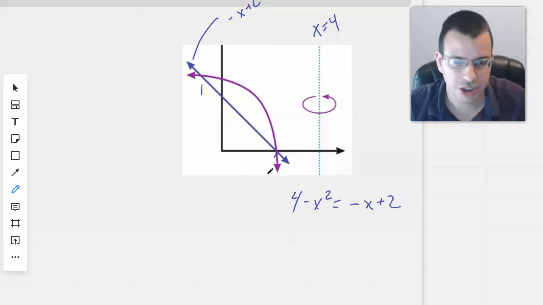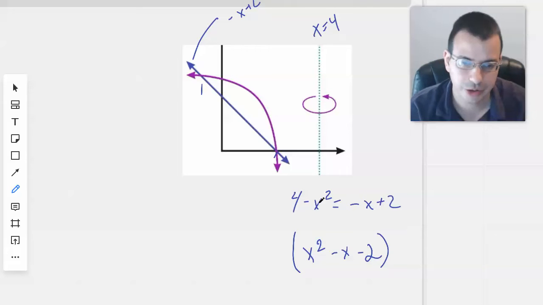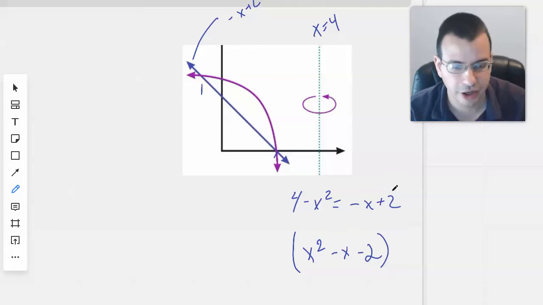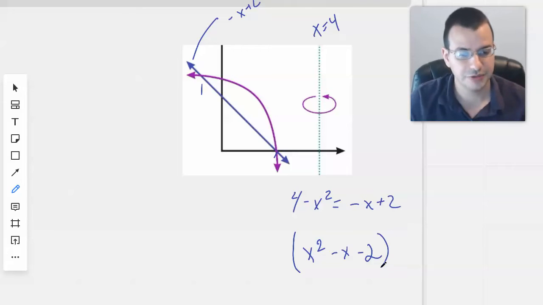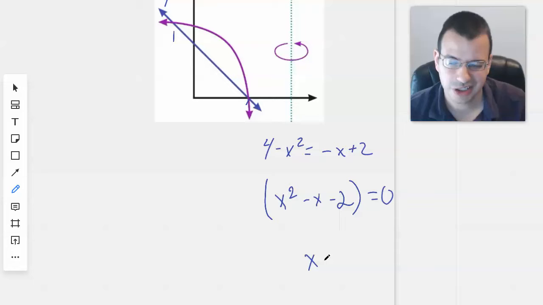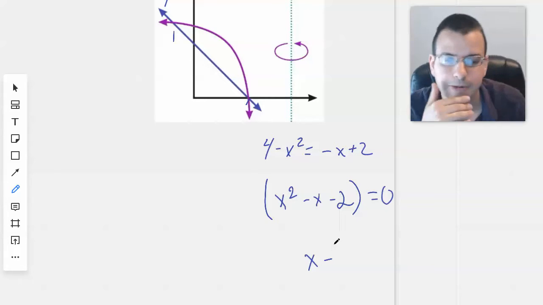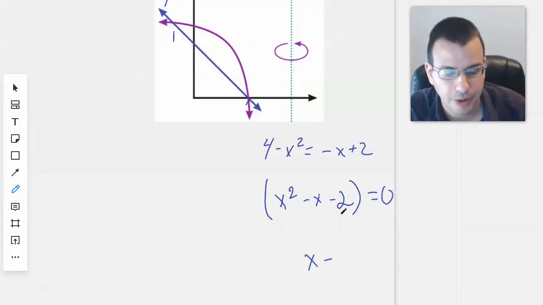So we have the two equations, set them equal to each other. We'll change this to x squared minus x minus 2. So what I did was I moved the x squared over here, moved the 4 over there. That turned the positive 2 into a negative 2, and this will equal 0. This is now a quadratic. So we need two numbers that when we multiply them together, we get negative 2. So one has to be positive, one has to be negative, but when we add them together, we get negative 1. So I think it's x minus 2, x plus 1.